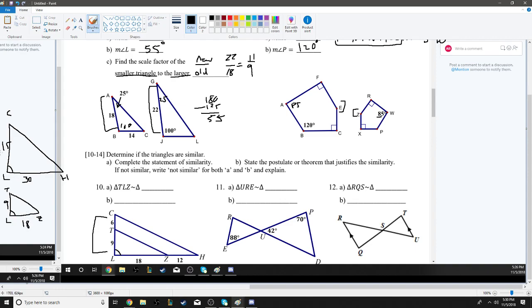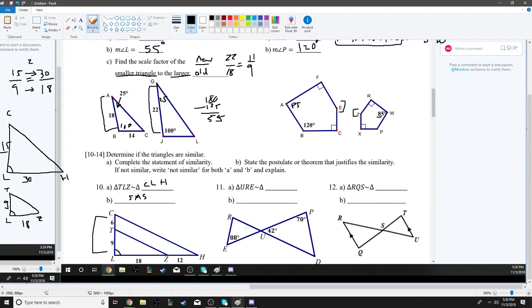So we got 15 over 9. Is that equal to 30 over 18? Well, turns out they actually are because those both have a multiple of 2, or a scale factor of 2. So T matches up with C, L matches up with L, Z matches up with H. That's the name, and they're similar by SAS.